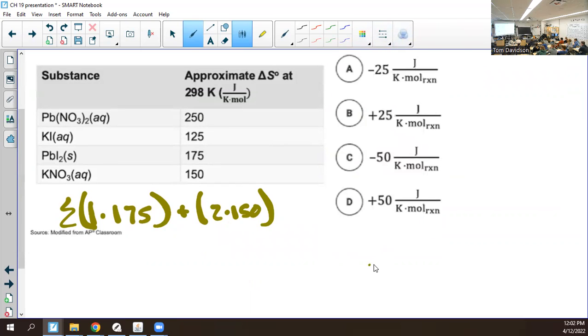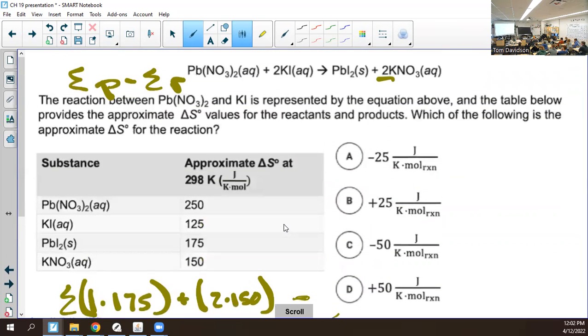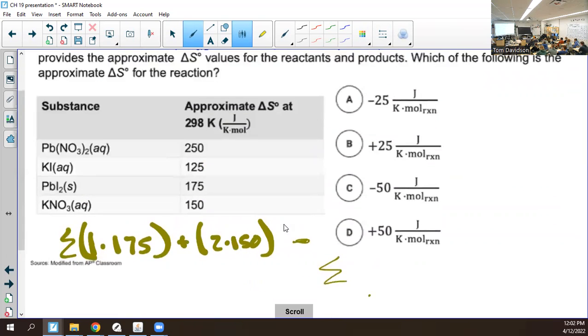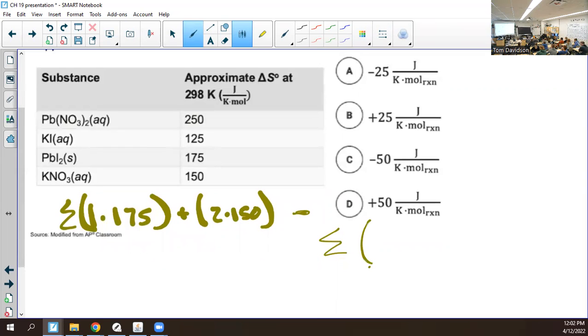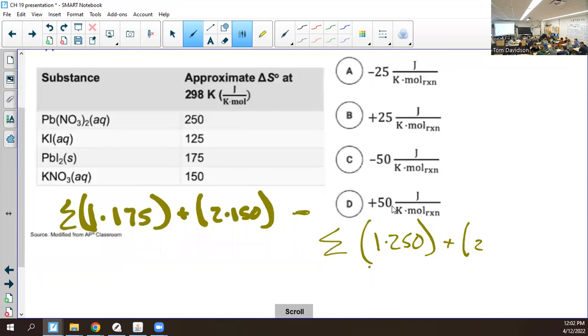You with me so far? Okay, and then I'm going to subtract. I'm going to move it down here. With 250 plus 2 times, what was that number? KI 125. Is that right? Did I bring all those down right?